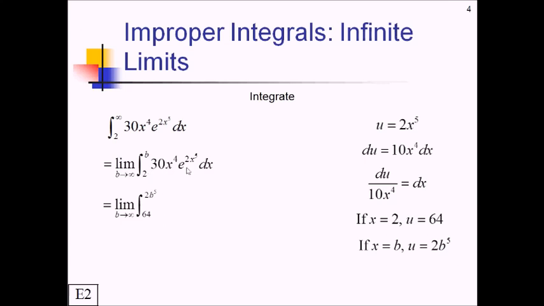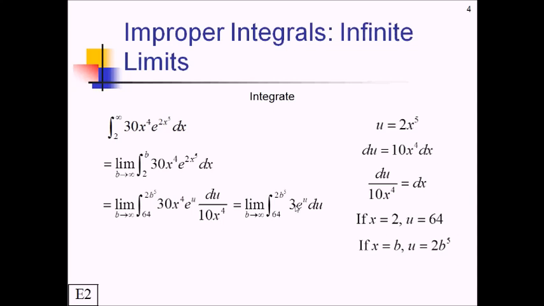And in here, I've replaced this 2x to the 5th with u, so I have 30x to the 4th, e to the u, and then dx I'm swapping out for du over 10x to the 4th. Simplifying this a little bit here, the 10x to the 4th and the 30x to the 4th reduce nicely to just 3, so I've got all of this stuff times 3 e to the u du.